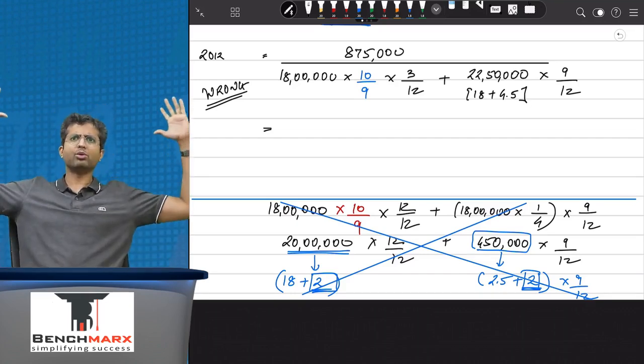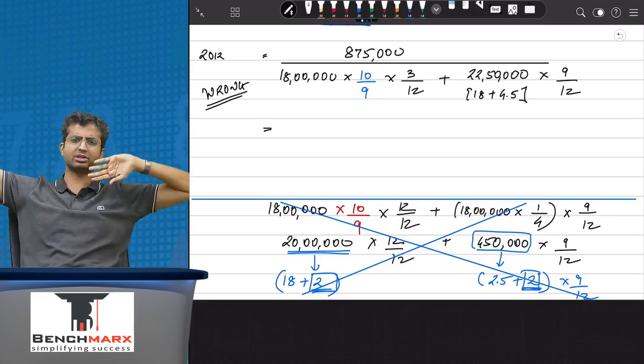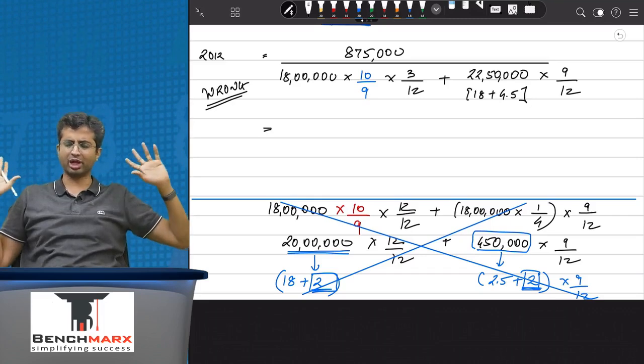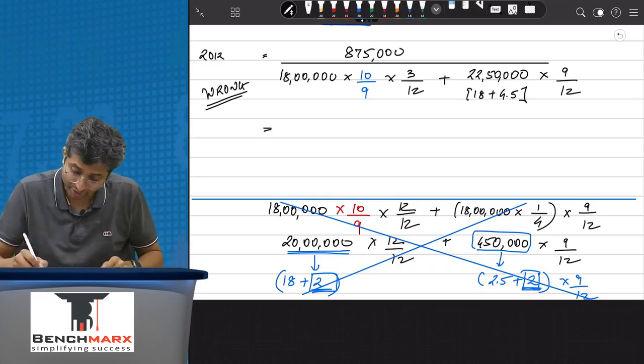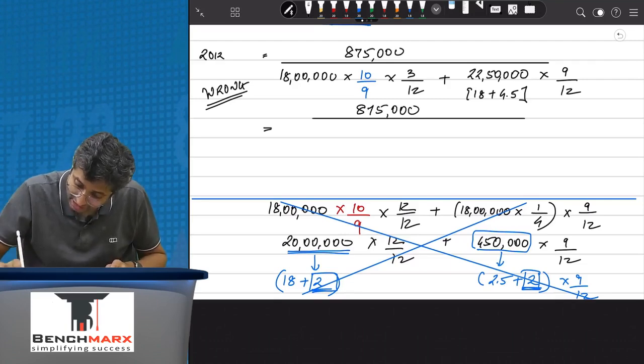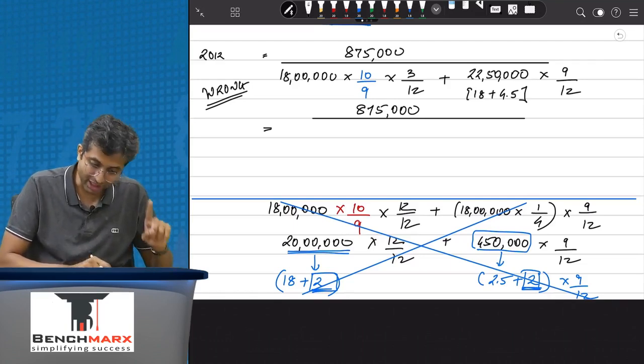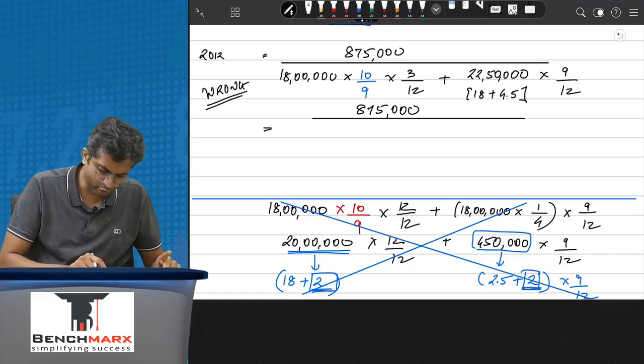We have said that, okay, we want to find a weighted average. For the first 3 months, the share capital was 18 lakhs. For the last 9 months, the share capital was 22 lakh 50. Wherever appropriate, the bonus adjustment was done. And as a result, this will now be 8,75,000 upon, if you go to see, this is 20 lakhs. 18 into 10 by 9 is 20 lakhs, in which 2 lakhs has come, into 3 by 12.